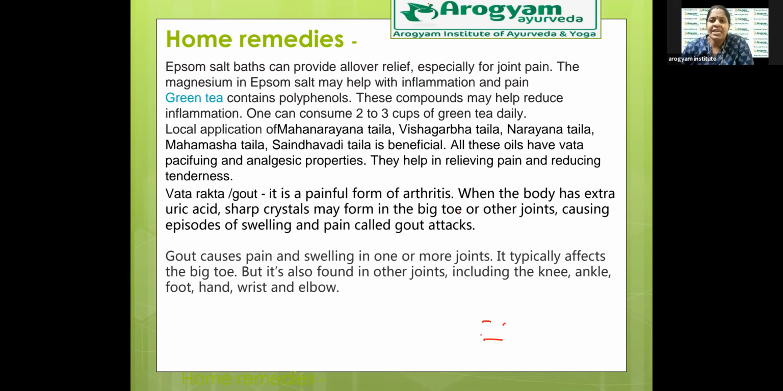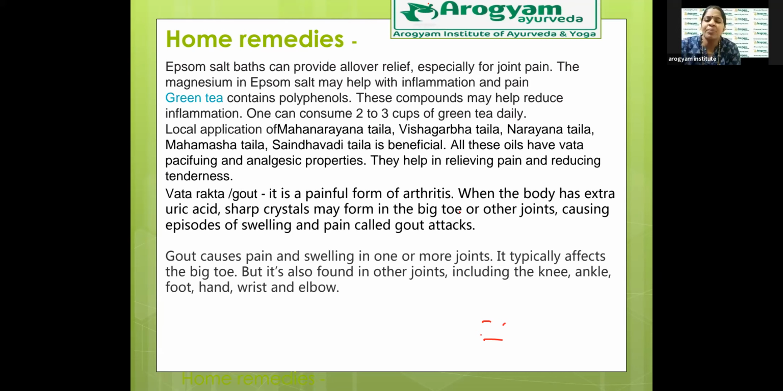Then local application of Mahanarayana Taila, Vishagarbha Taila, Narayana Taila, Mahamasha Taila. See, this is a very big list of so many tailas that are actually very useful in treating this osteoarthritis. All these oils have vata pacifying and analgesic properties. They help in relieving pain and reducing the tenderness. So this is about the Sandhivat.